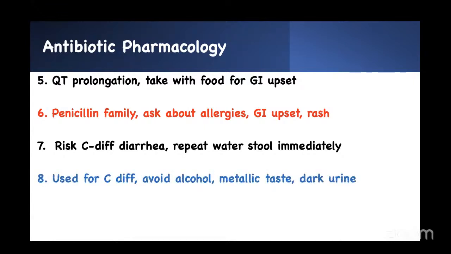Now, the medication we can use to treat C. diff after number 7 has caused the C. diff. We find an antibiotic that can be used to treat C. diff. But when you're taking that medication, you should avoid alcohol. It causes a metallic taste and it makes your urine dark.